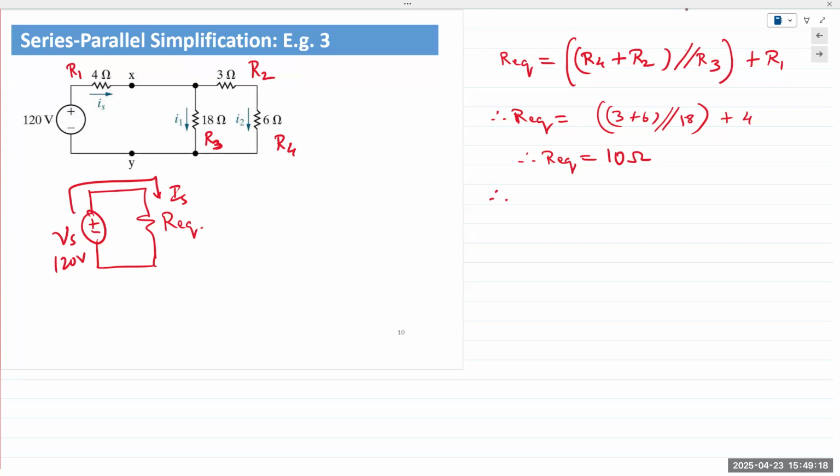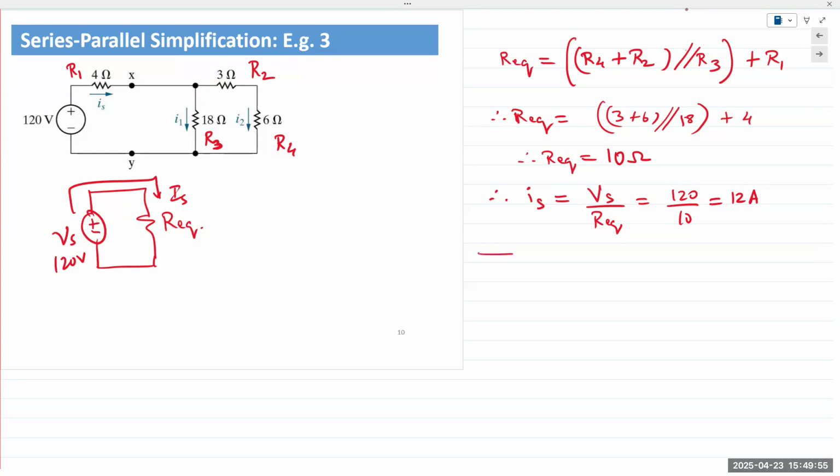All right, so then what is Is? Is would be equal to Vs over Req from Ohm's law. Vs is 120, 120 divided by 10, 12 amps, which is a huge amount of current, by the way. 12 amps is huge. All right, Is is 12 amps. Apply current division. We can find I1 and I2, or we can calculate the voltages across each of those resistors.